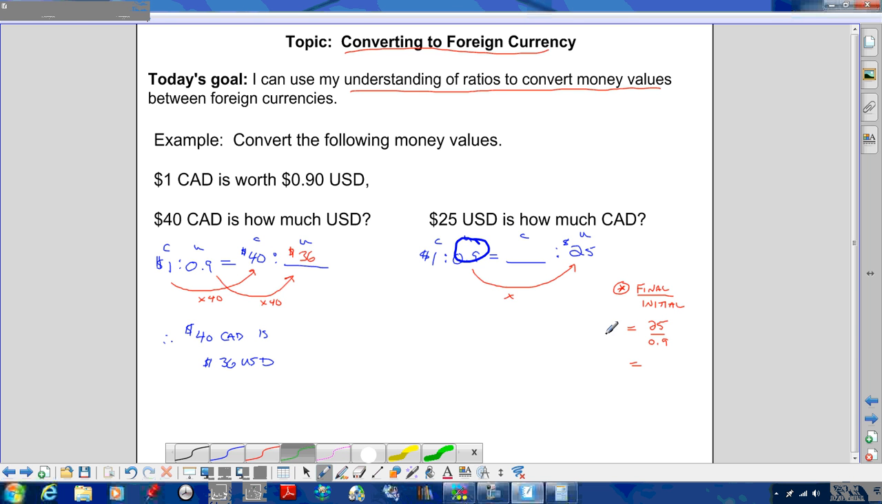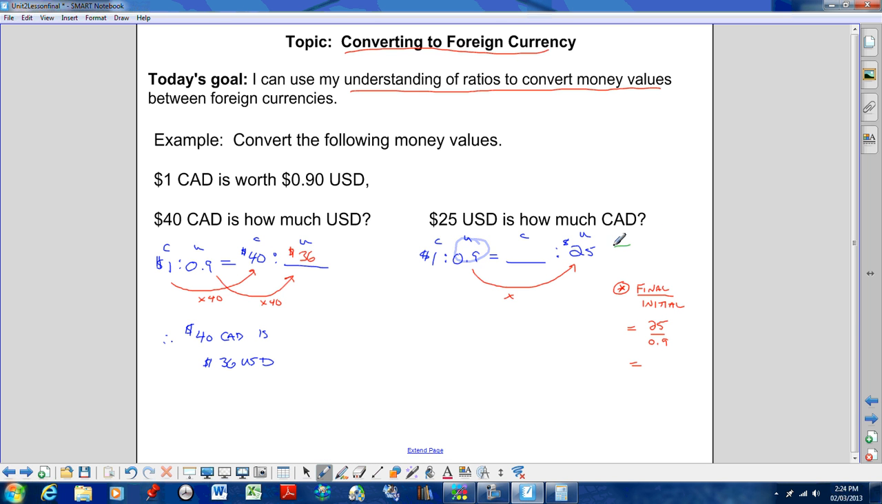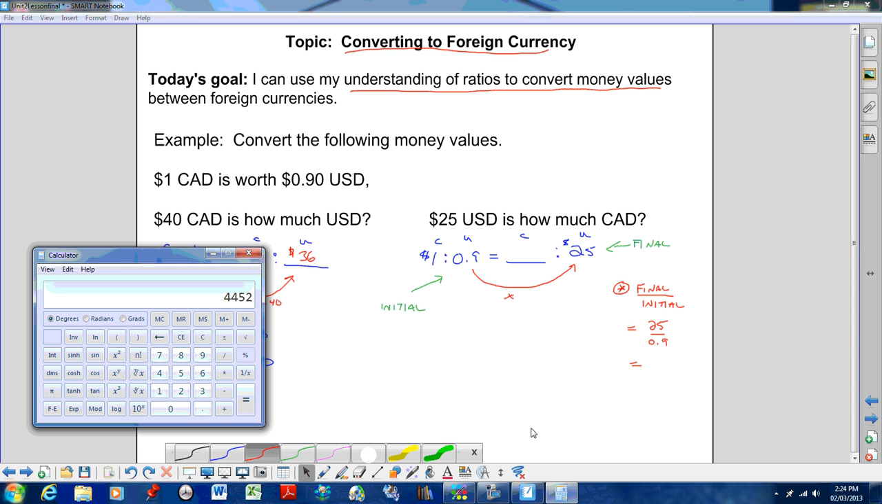We don't want to make this overly complicated, right? So this side will be our final, and on this side, we're going to call it initial. And you never have to change that, and it will always work. So that being said, you're just using your calculator now to solve that. So I'm going to do 25 divided by 0.9, and I get 27.78.